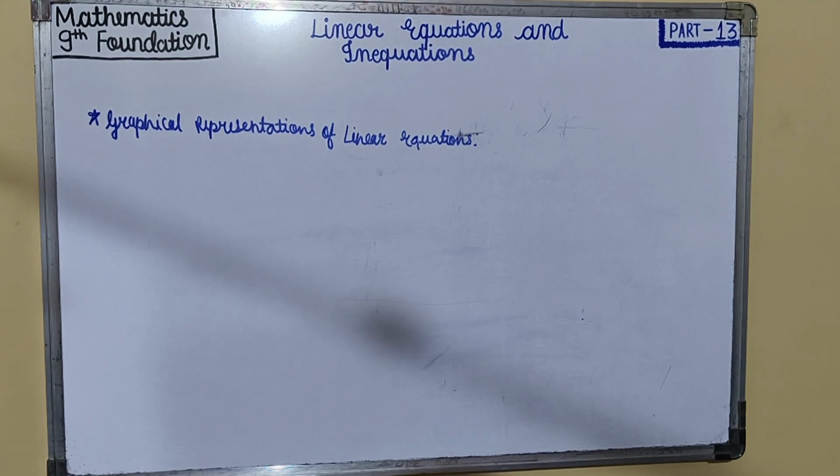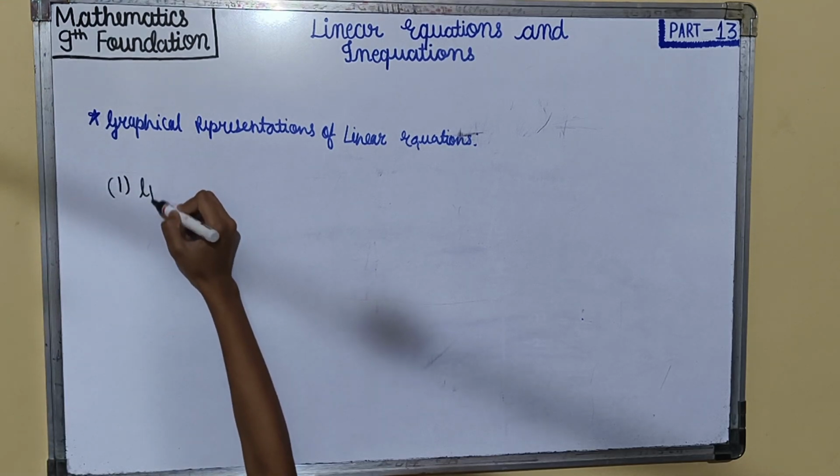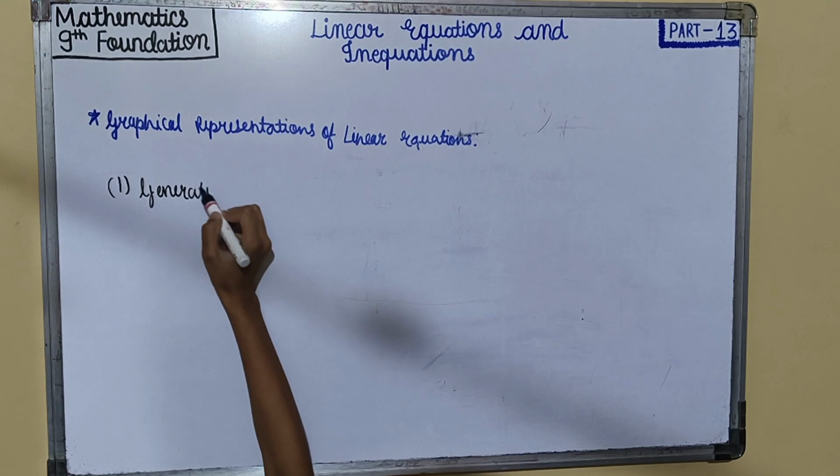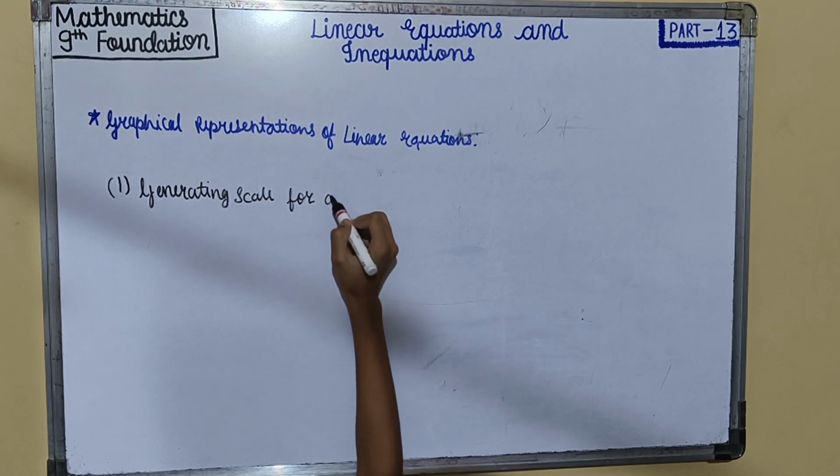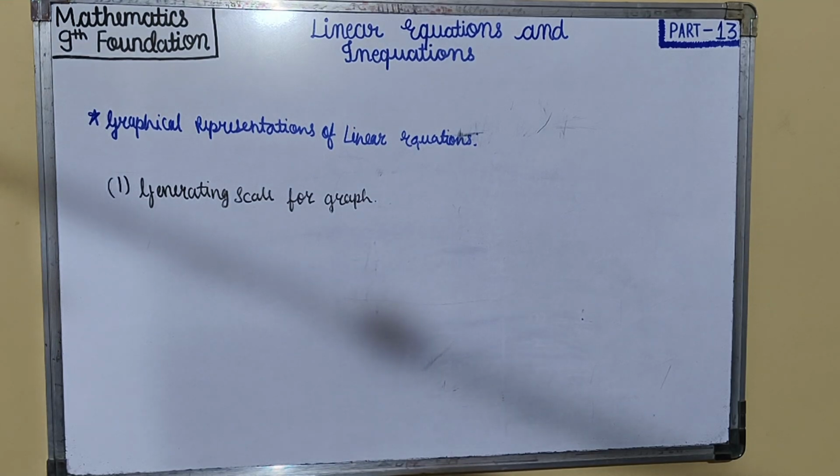First step is generating scale for graph. Whenever a graph is plotted, we always write the scale for the graph on the right side top corner of the graph paper. The scale of a graph contains the information about the divisions taken on x and y axis respectively while plotting the graph.